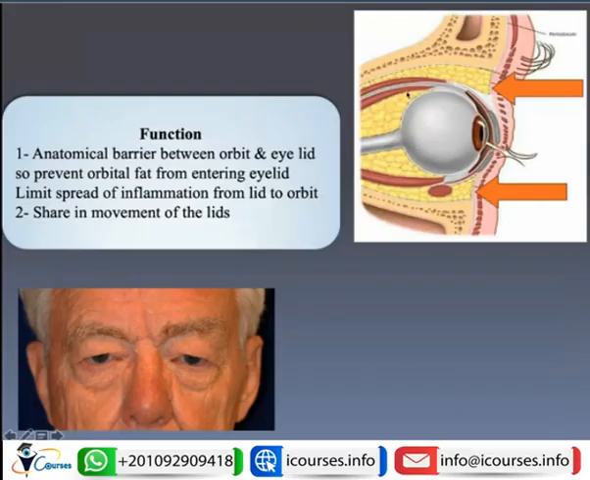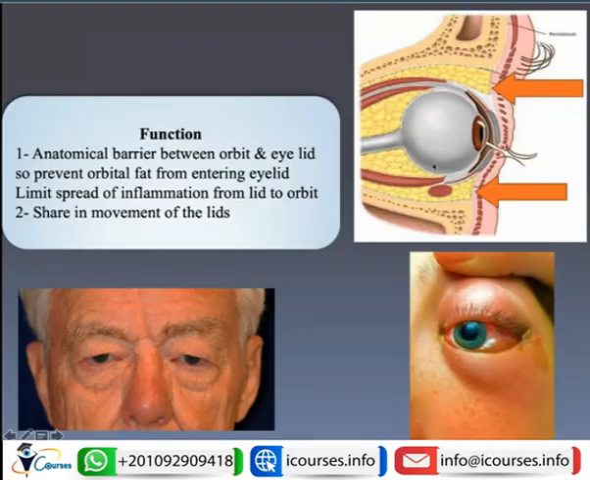Also, as it prevents the fat from entering from the orbit into the eyelids, it prevents spread of infection from the eyelid into the orbit, for example, in case of orbital cellulitis. Orbital cellulitis means that the infection has spread from the eyelid, or sometimes it complicates preseptal cellulitis. So the infection spreads from the eyelid into the orbit through the orbital septum. So this is the main function of the orbital septum, that it acts as a barrier. Also, it has a function in the movement of the eyelids.